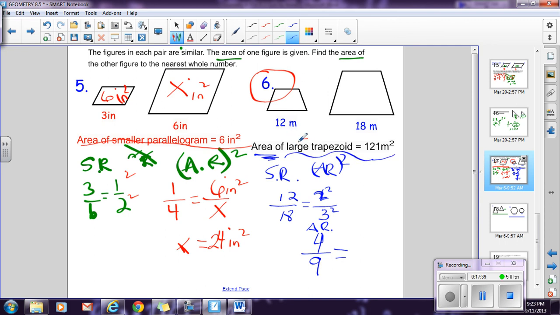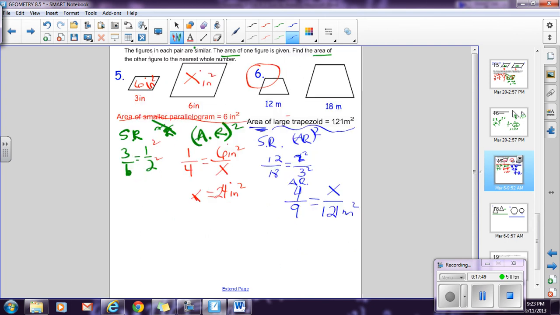So since it's larger, I'm going to put it on the bottom of my proportion because 9 is the larger number. It's going to be proportional to that. And then an X up top. I'm going to extend my page here to give me a little more room. This is now going to become 9 times X, which is 9X, equal to 4 times 121, which is 484. And I'm still going to divide by 9 to get X by itself.